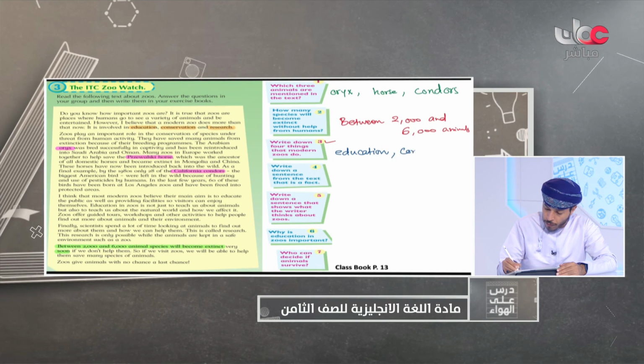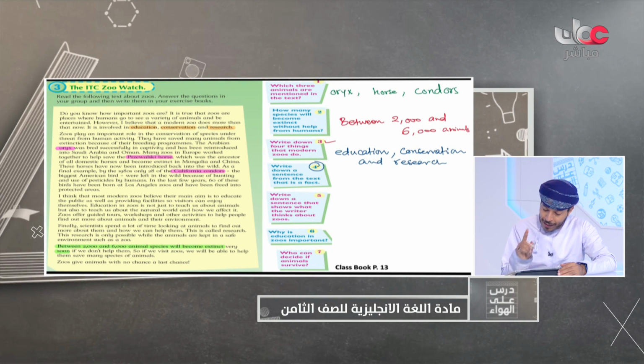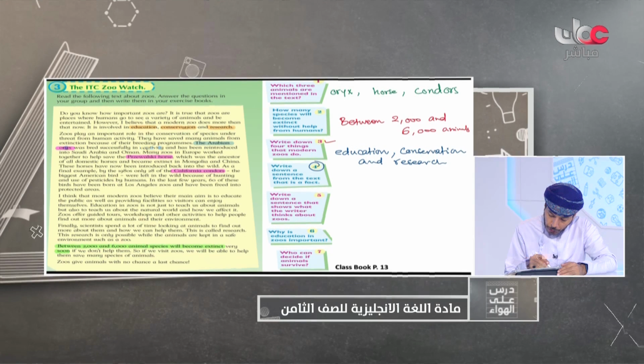Education, conservation, and research. Good. Now, for number 4, write down a sentence from a text that is a fact. And here we are talking about facts. Okay, and we know how to say a fact by mentioning the numbers, or like what? Like this one. The Arabian oryx was bred successfully in captivity and has been reintroduced into Saudi Arabia and Oman.